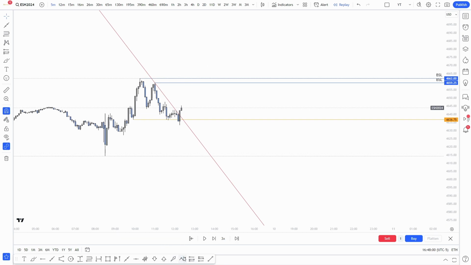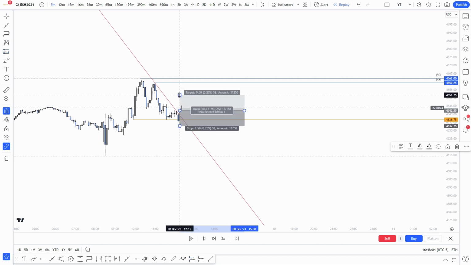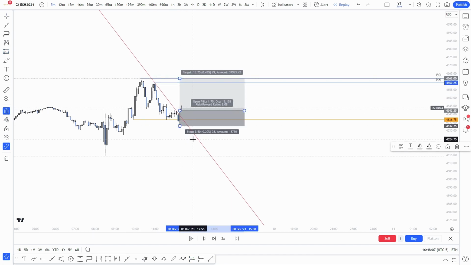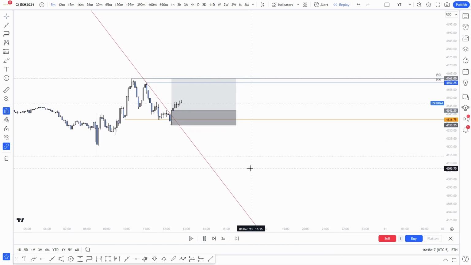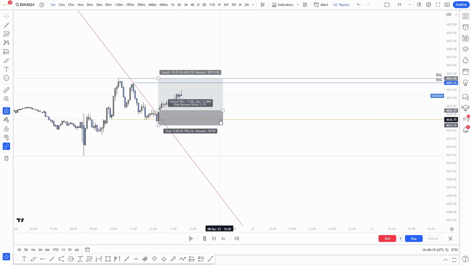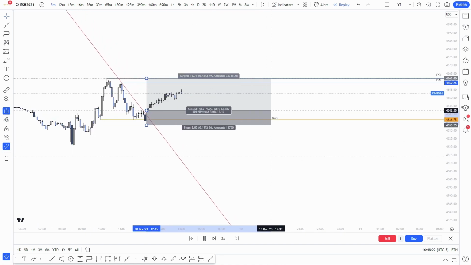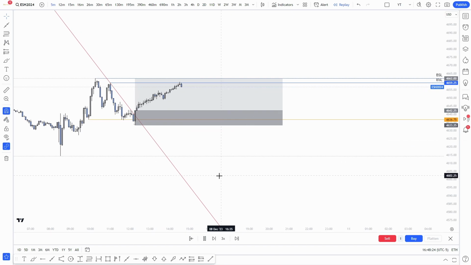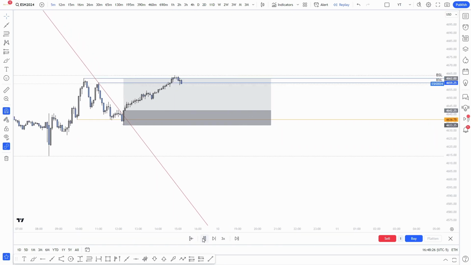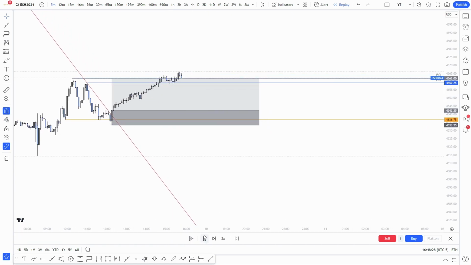Notice how we have our body close. So at this given point in time, we're going to look to take our long, target the highs, stop loss at our most recent pivot, which is down here. And here we go, a 2.19 risk to reward. Let's play this out. And first internal buy side liquidity is taken, and buy side liquidity is taken.